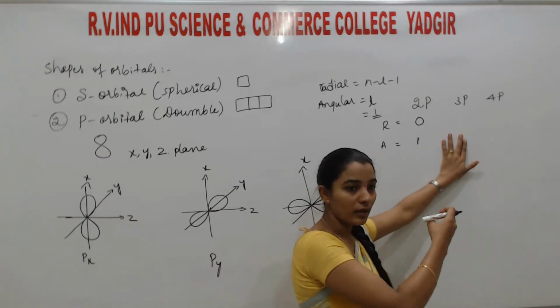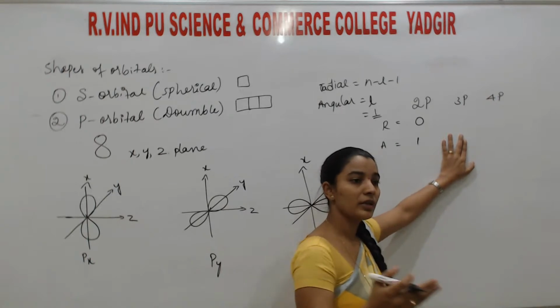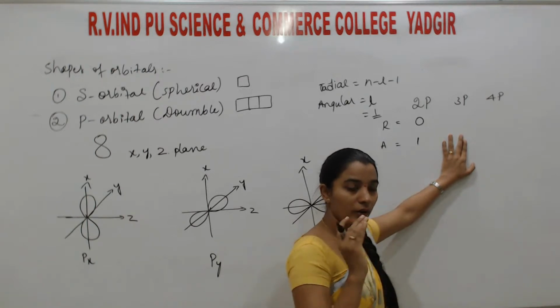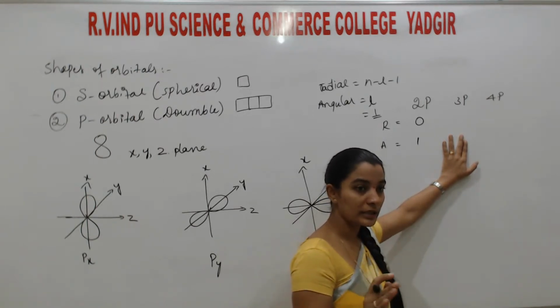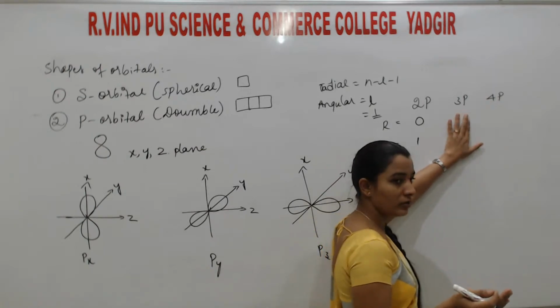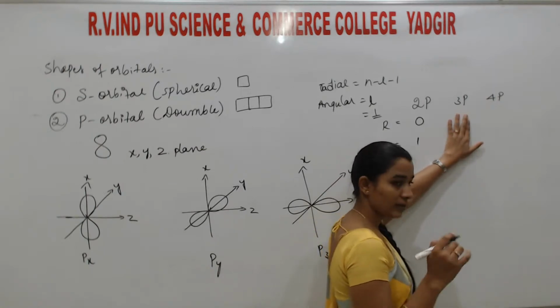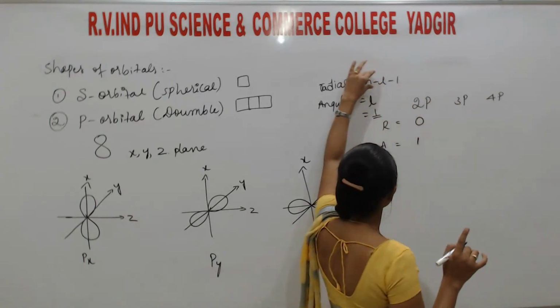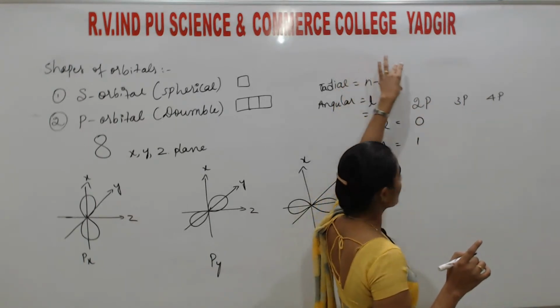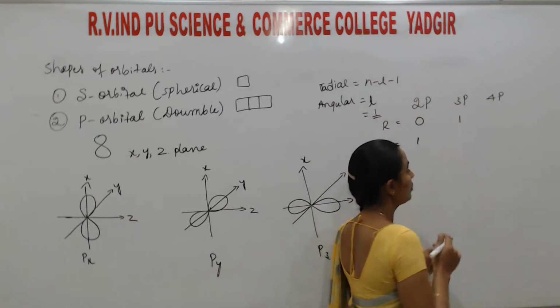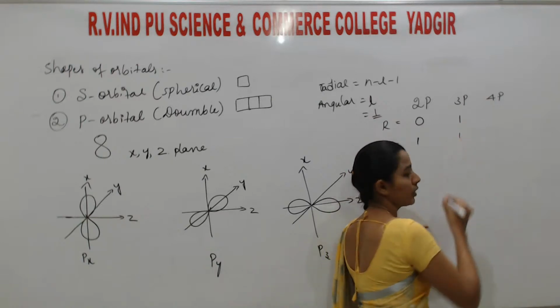That means if N is 7, you should not take the L value as N minus 1, that is 6. Understood? L values are fixed for the 4 orbitals. N value may change. So here, what is the N value? The principal quantum number is 3. L is 1 only. So according to this formula, 3 minus 1 minus 1, it is 1. And the radial node is, of course, 1.